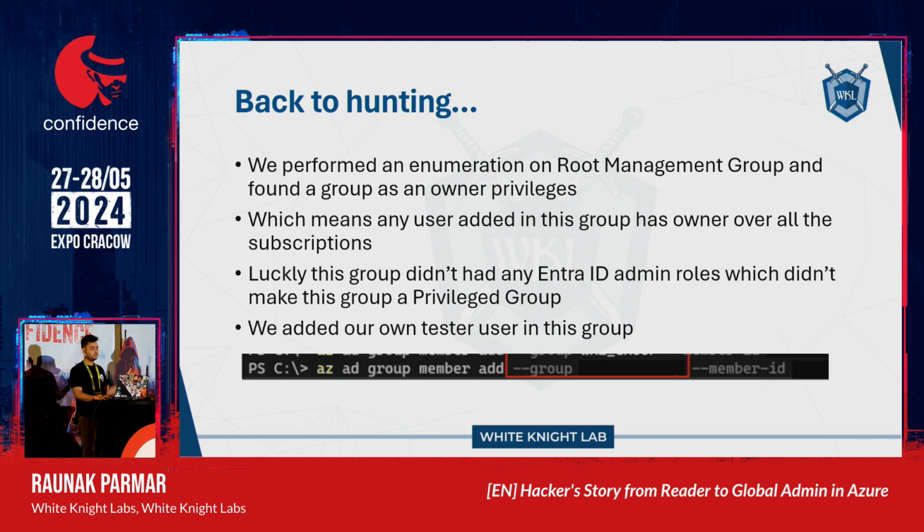We continued enumerating the roles within the root management group. As I said, the root management group is the highest hierarchy, under which all the subscriptions come. Within the root management group, we found one group which had owner privileges. That means if I am somehow able to add myself within that group, I can be an owner of all the subscriptions within my client's Azure account. And luckily, that group didn't have any Entra ID roles, because if it had any Entra ID admin roles, I wouldn't have been able to add myself. So luckily it didn't, and I just added my tester user within that group.